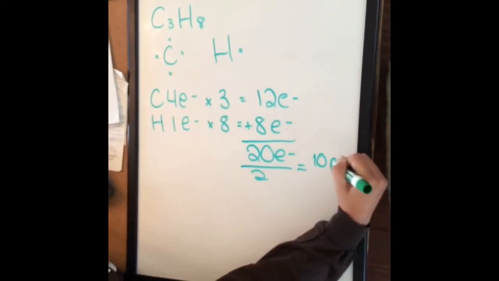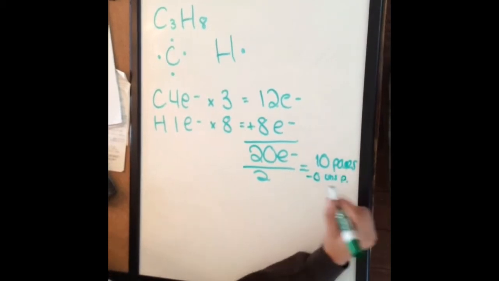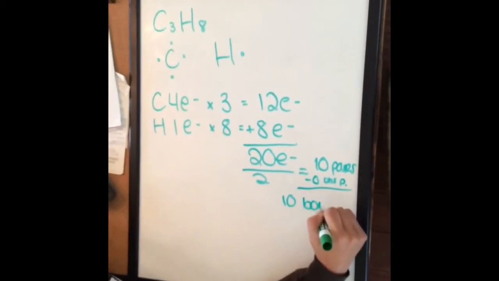Dividing that by 2 gives you 10 pairs, and subtracting the 0 unshared pairs tells you that there are 10 bonds.